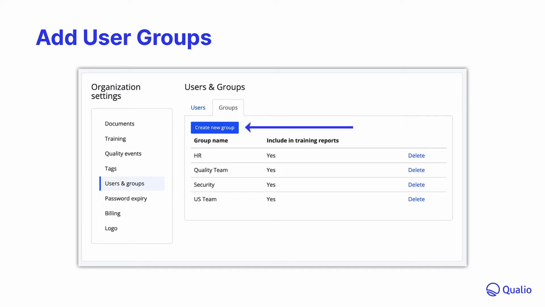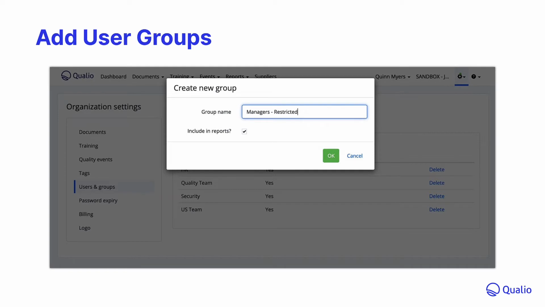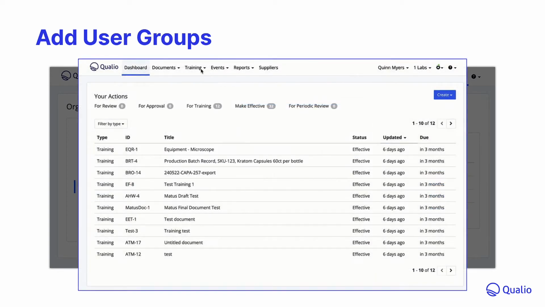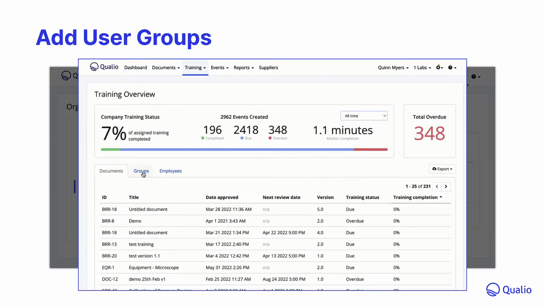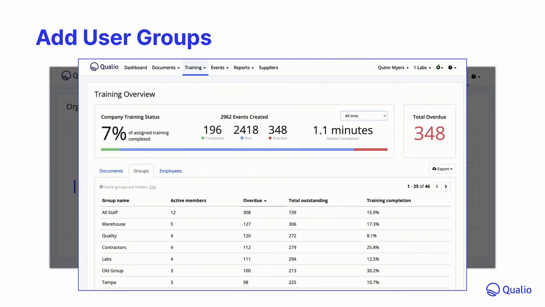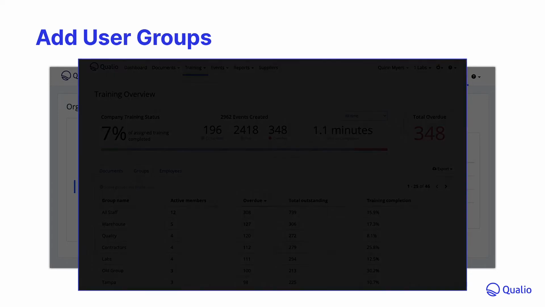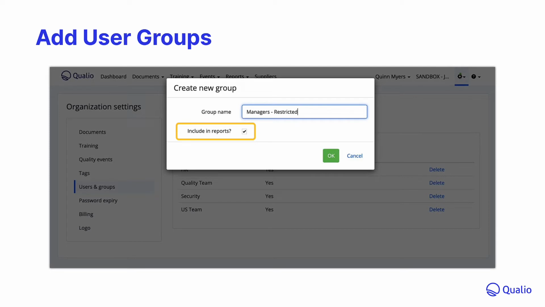To do that, you'll first need to create a group by simply clicking the Create New Group button. Give your new group a name and consider if you should include the word restricted in the group name to differentiate it from a similarly named group. Then check the box if it would be helpful to include this group on the training overview dashboard. This report allows quality users to view overdue and completion metrics so that they can take action and communicate with group leaders if the group has fallen behind in training. In this example, I have a separate unrestricted managers group, so I would not include this group in reports.